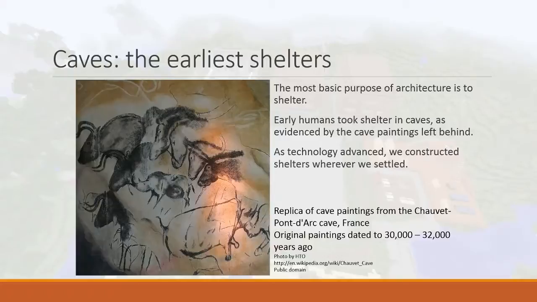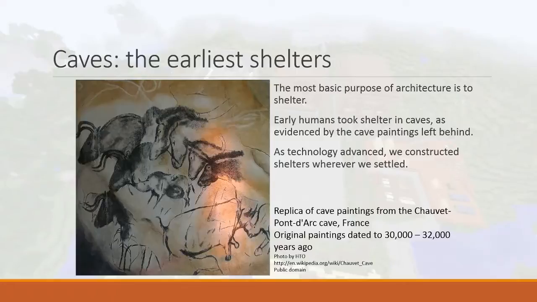So if you look back at human prehistory, we see that caves are some of the earliest shelters for humans. You see here the cave paintings in France, which kind of proves that people lived in these caves, right? So the most basic purpose of architecture is to shelter. That's just what architecture does, right? Why do we build buildings? Because we don't want to be outside. We want to be inside. And early humans took shelter in caves.